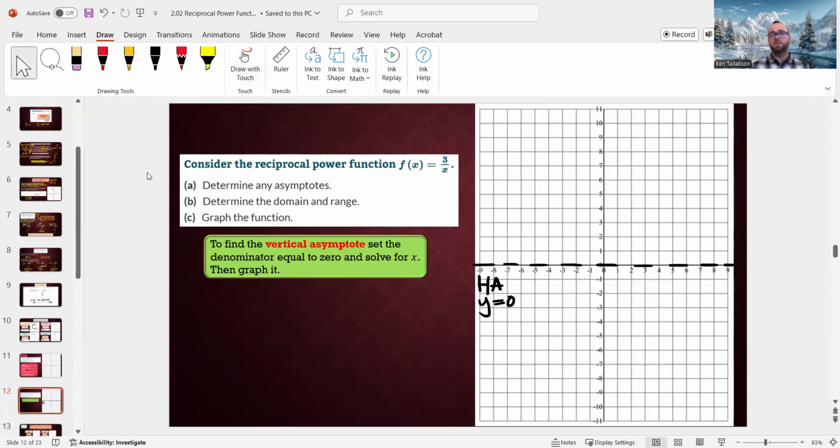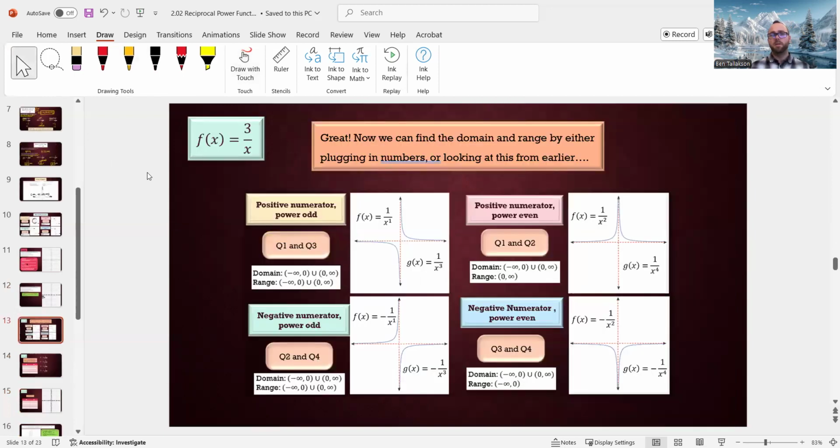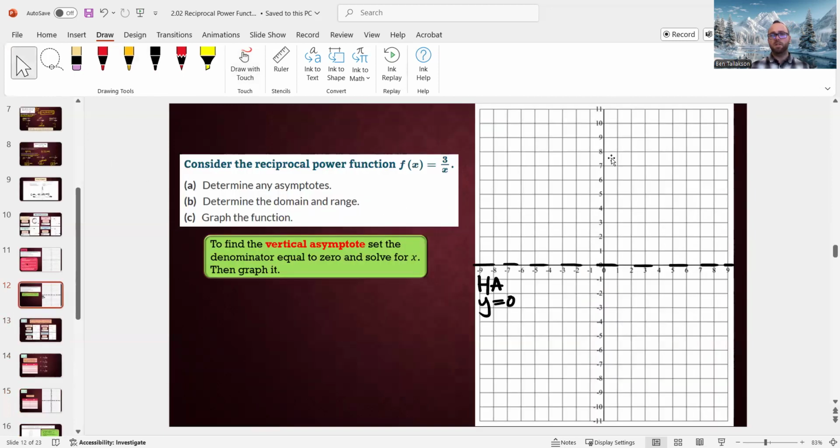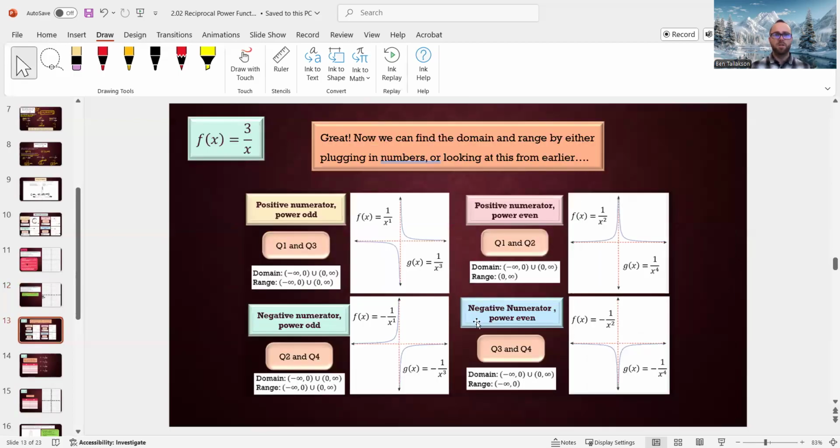Okay, let's see what happened. Well, it's going to be right there on the y-axis. That's the line x equals 0, right? Because you set this x equal to 0. That's it. There's nothing left to do.